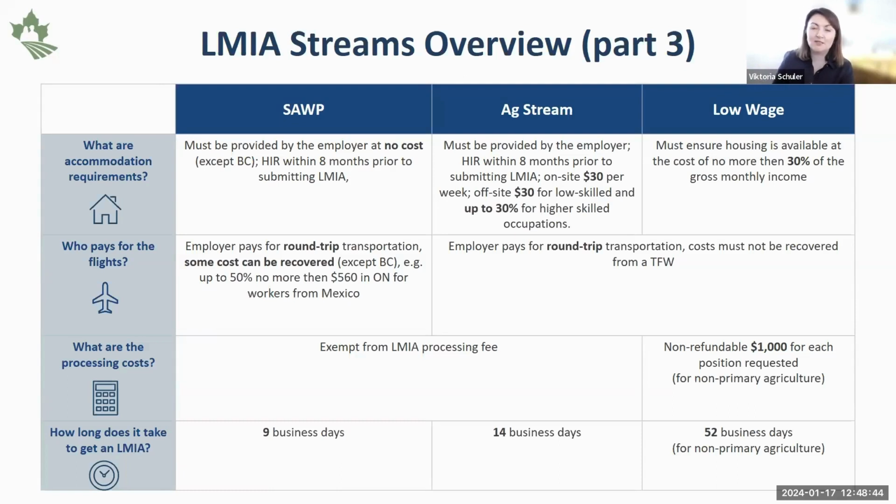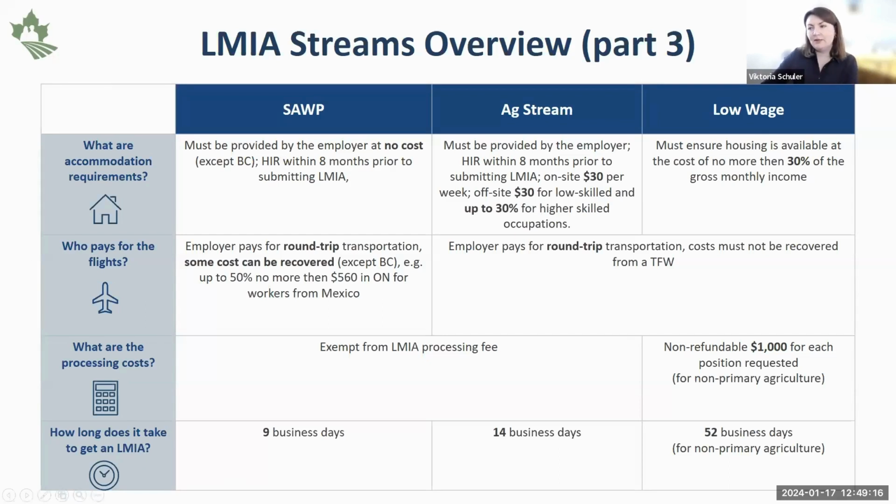Now, the way the system is set up, you submit your LMIA online application, and shortly after, within days, they will send you a request to pay. The assumption is that they are sending this request only after they double check that you submitted all the necessary documents, but it doesn't mean that your LMIA is approved, and it can be rejected as well. And the $1,000 per worker per position is not refundable.